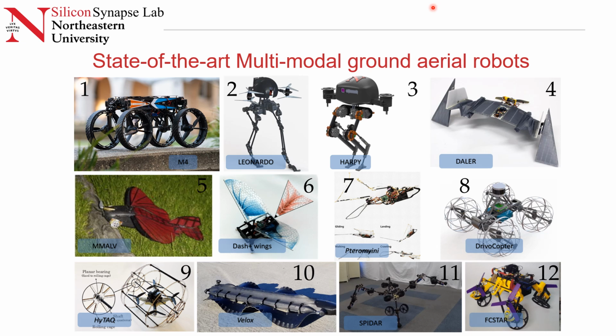There are some examples of state-of-the-art multimodal robots, such as M4 over here, which is a wheeled aerial vehicle that can transform between rover mode and UAV mode, and some other aerial robots, as I mentioned earlier, Leonardo and Harpy, which are legged aerial robots. And there are some ornithopter wheeled robots like this one, MMLFE and DASH from Berkeley. There are other examples as well of different kinds of multimodal locomotion robots, such as amphibious robots that can swim and walk on the ground.